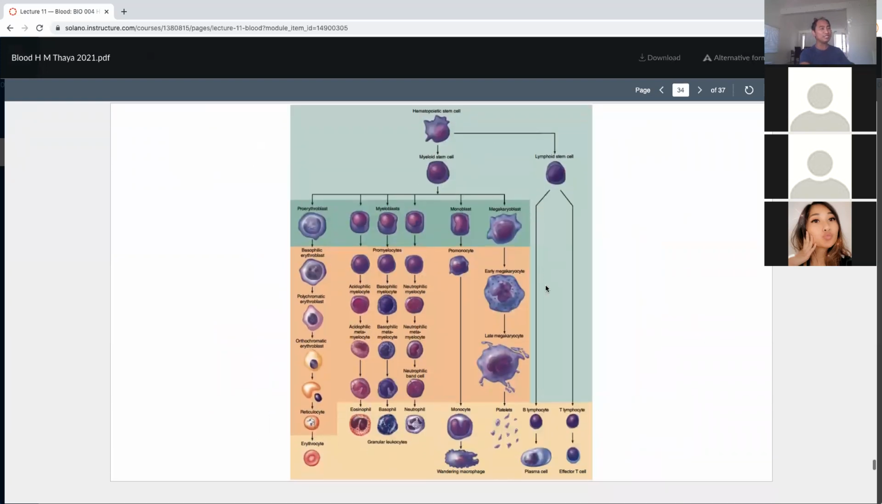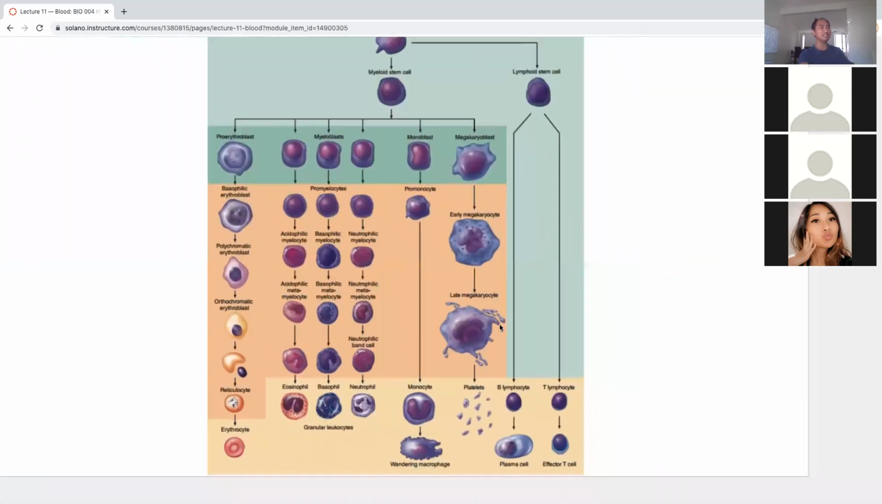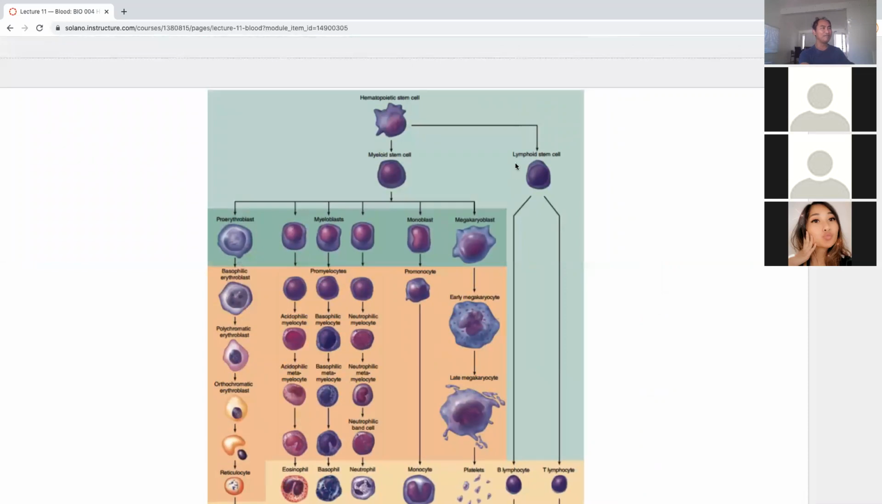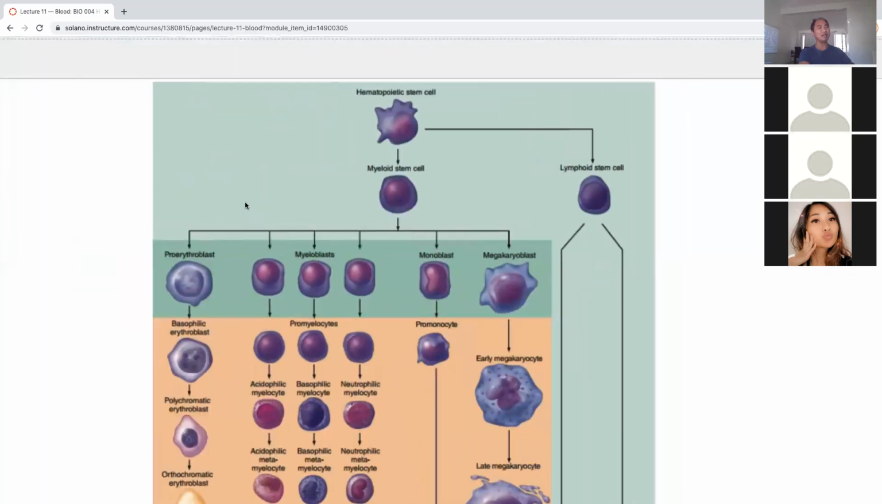Only the lymphocytes, T lymphocyte and B lymphocyte, arise from the lymphoid stem cell. The rest come from the myeloid stem cell. That is the difference between lymphocytic leukemia and myeloid leukemia. We'll not go there yet, but lymphocytic leukemia, I believe you have heard of it, and myelocytic leukemia. Lymphocytic leukemia originates from the lymphoid stem cell. Myelocytic leukemia originates from the myeloid stem cell.